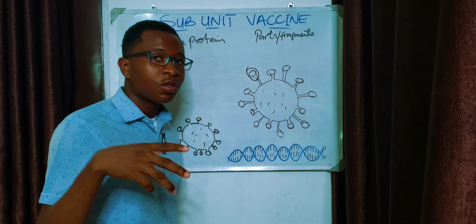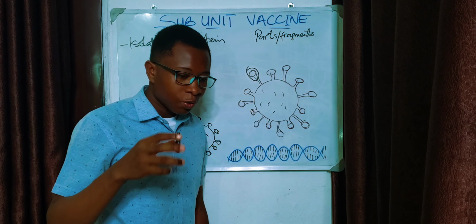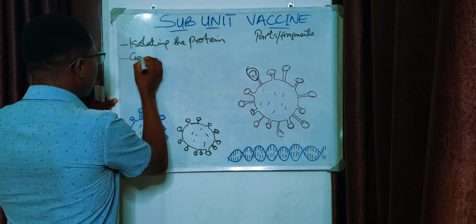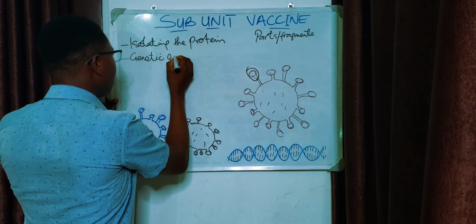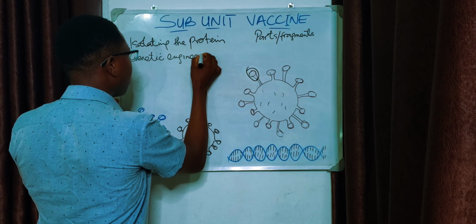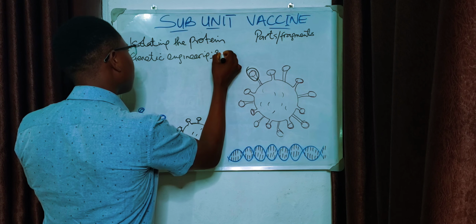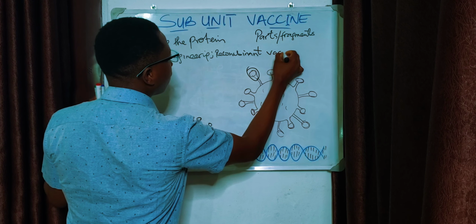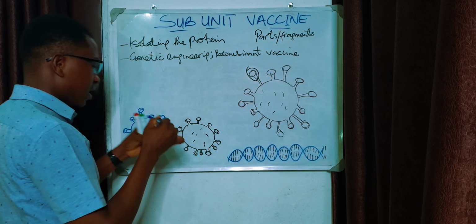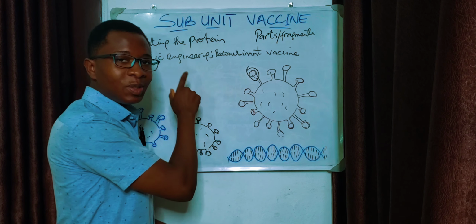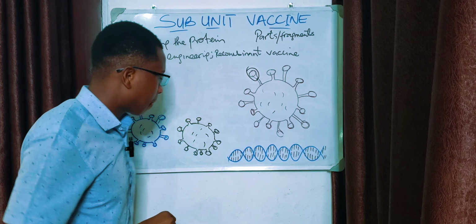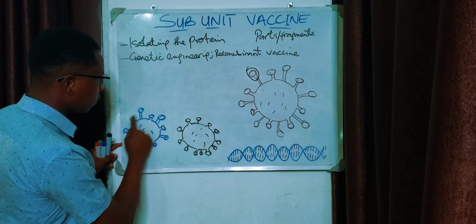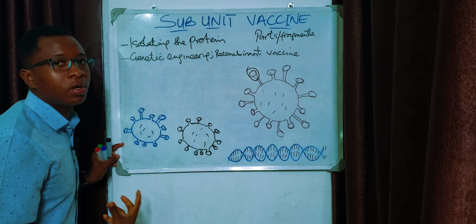The second way is through genetic engineering. We can also call that recombinant vaccine. Okay, so let me explain that. Now, in this process, what they do is that they look for the pathogen. So let's assume that this is the pathogen that is causing the disease, right?